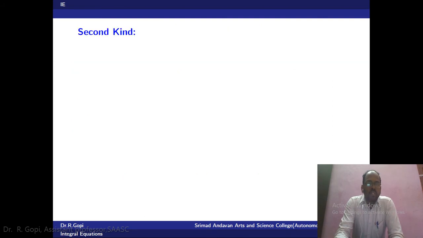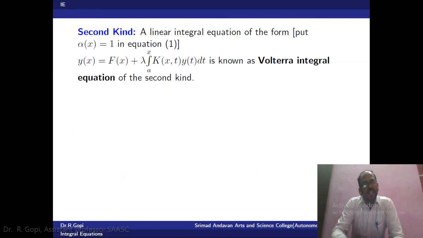Then the second kind. The second kind is a linear integral equation of the form alpha of x equal to 1, then y of x equals capital F of x plus lambda times the integral from a to x of k of x comma t into y of t dt, is known as the Volterra integral equation.